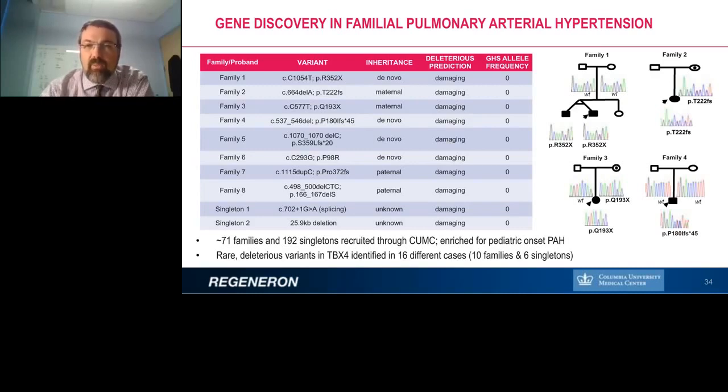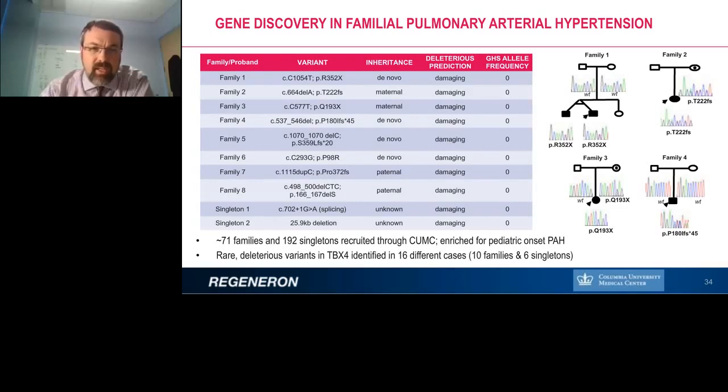And the idea here was to take a lot of individuals collected in these families where they have a similar phenotype and see if we could find new genes. And the exciting thing here is it looks like we have found a new gene. So something like 16 different cases, 10 families and 6 singletons, are carriers of rare deleterious variants in TBX4.